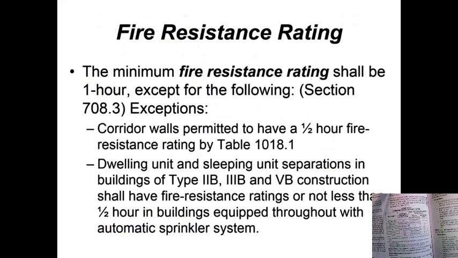So the minimum fire resistant rating shall be 1 hour, except, when you look through, we were talking about corridors, dwelling units. So make sure you understand what your building type is, and then you've got to go and look at your corridor fire rating, okay, so that you know it may end up changing, because that's something that you're going to have to work within.